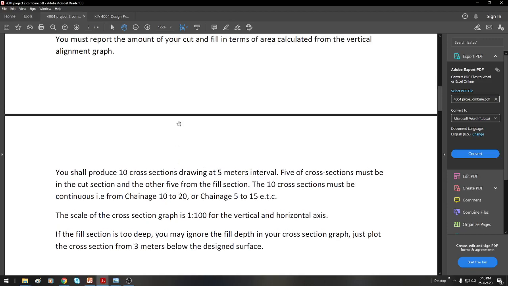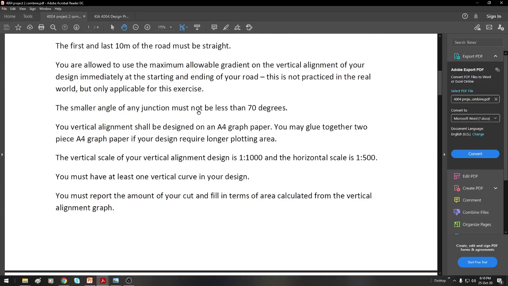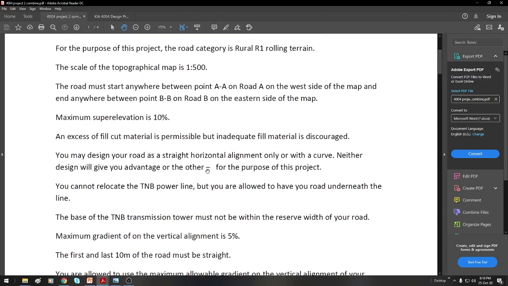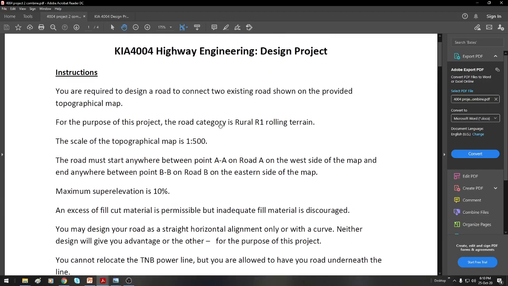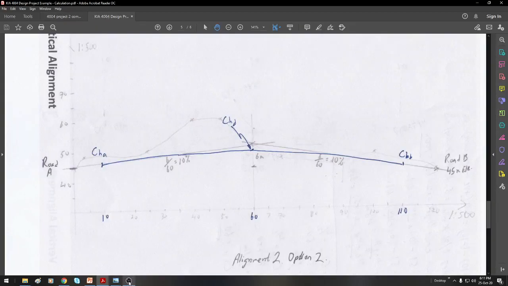Yes, it's going to be a bit ridiculous. You're going to cut maybe about 40, 50 meters, but this is just for the purpose of your project, an example actually. In real life, most of the time you're not going to cut the hill too deep, unless you're constructing something very major, but definitely not for a rural R1 project.